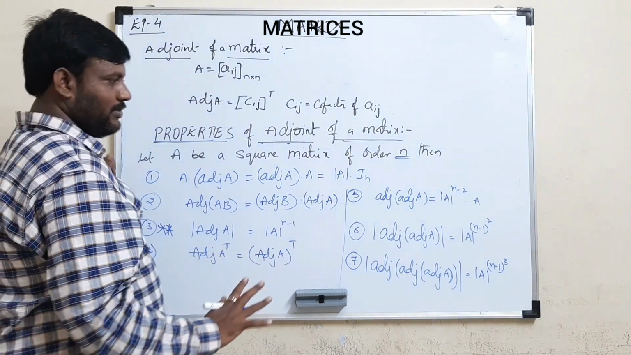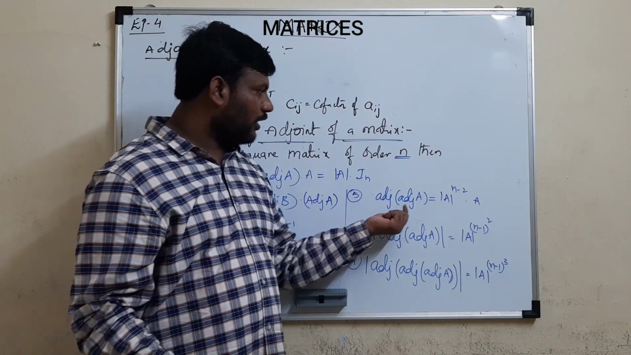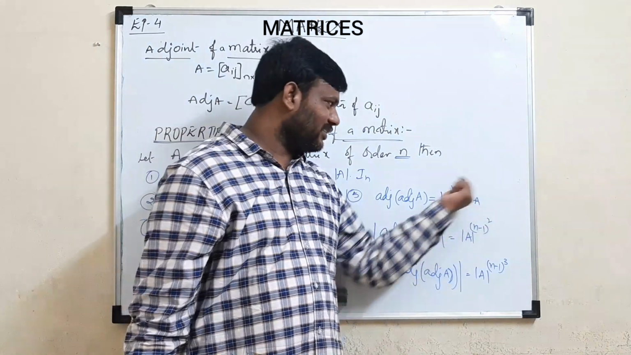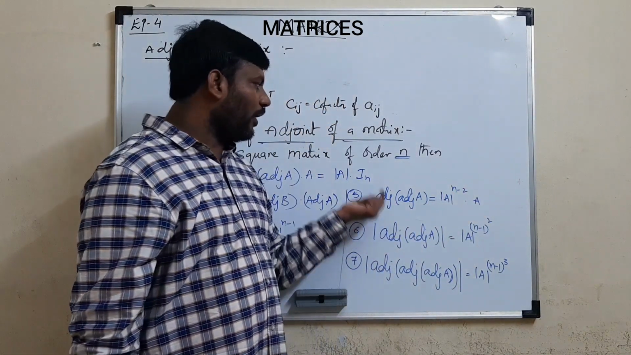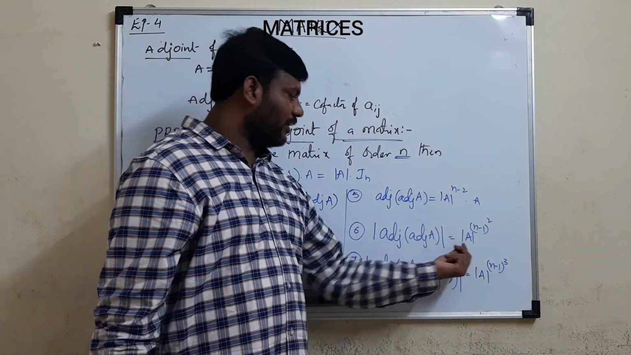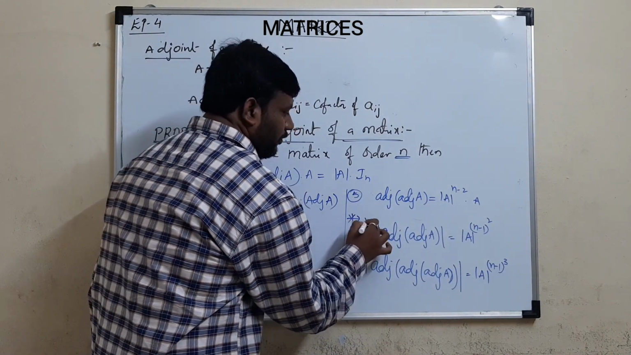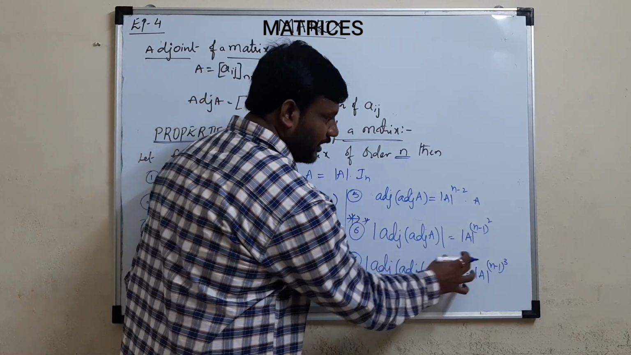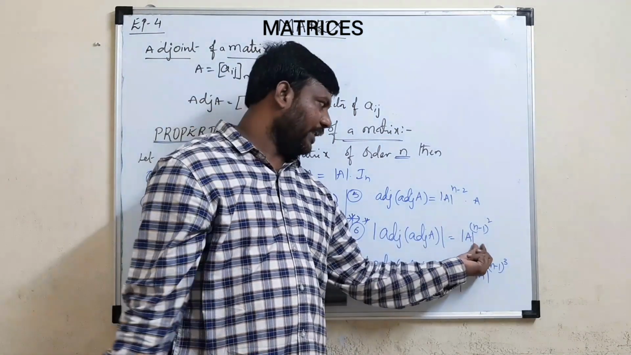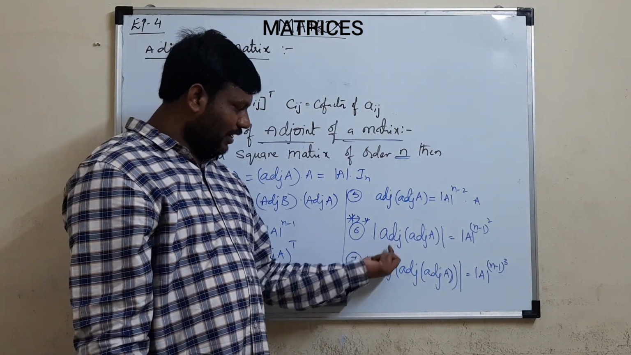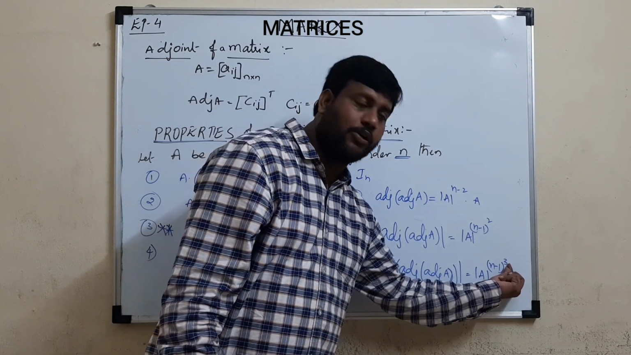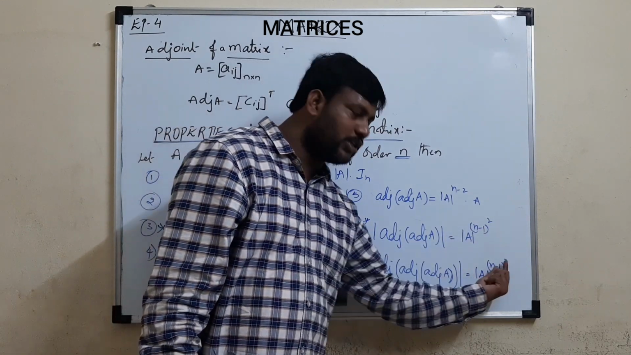both are the same. Next, this is also very important: adjoint of adjoint A is nothing but det A whole power n minus 2 into A. This is a matrix we can formulate. When I apply the det for both sides of this fifth property, I get another very important property. Det of adjoint A is nothing but det A whole power n minus 1 whole square. The result is a scalar. Similarly, if it is 2 adjoint, you get the square; if it is 3 adjoint, you get the cube.